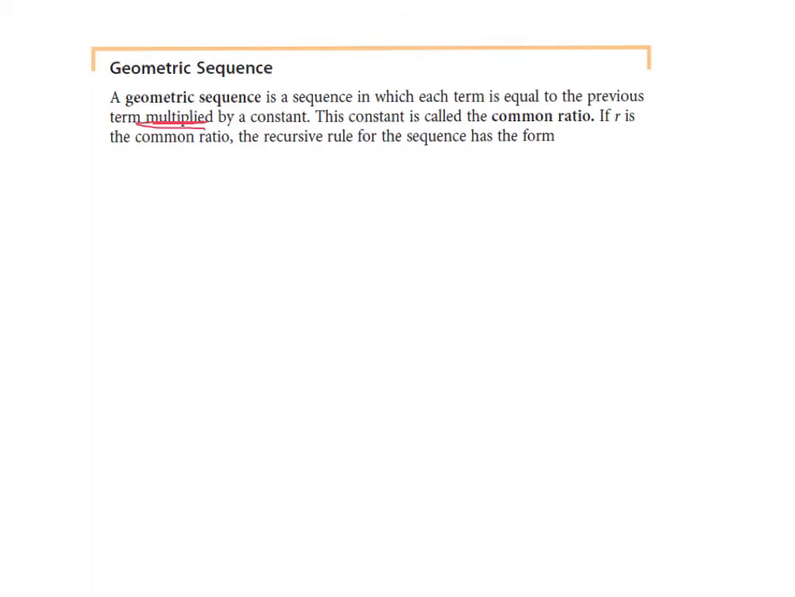If we generalize it and call R our common ratio, then we have a recursive rule in the form of a sub n equals whatever our ratio is times the previous term. Okay, and remember, as always, you always need a starting point.